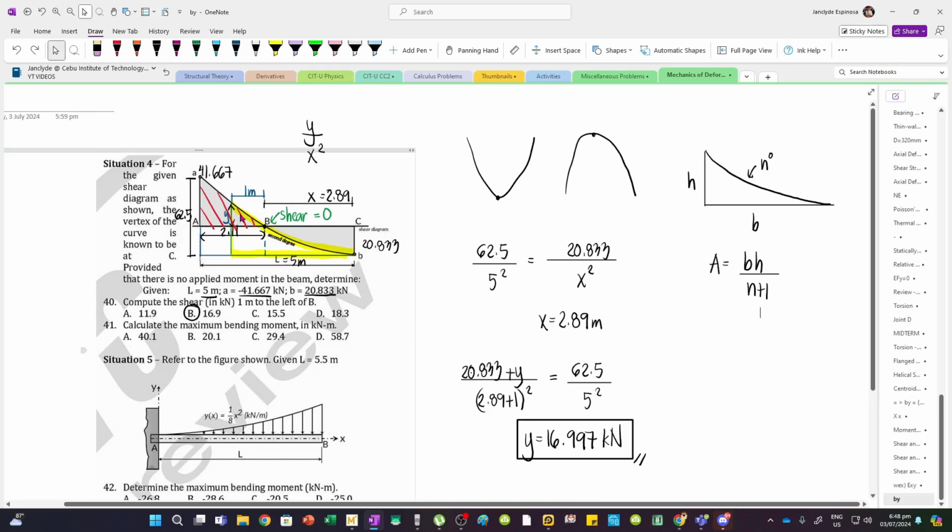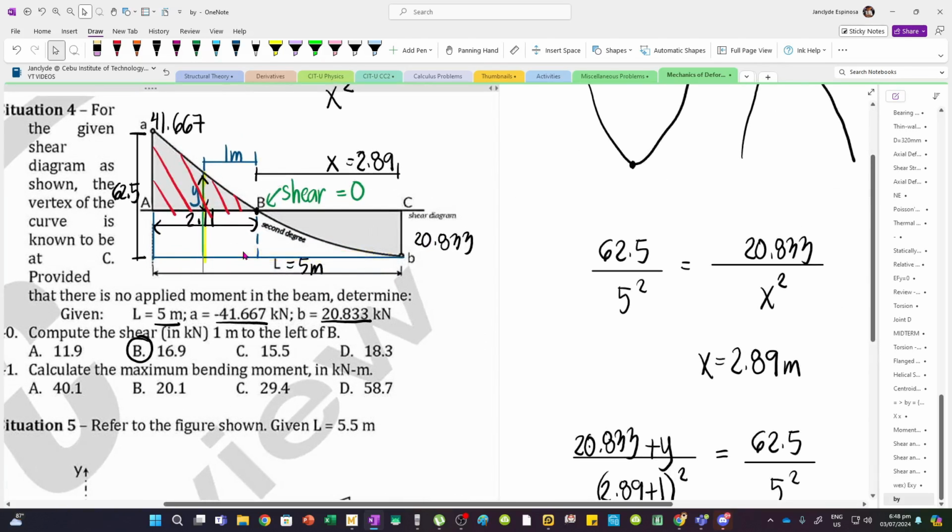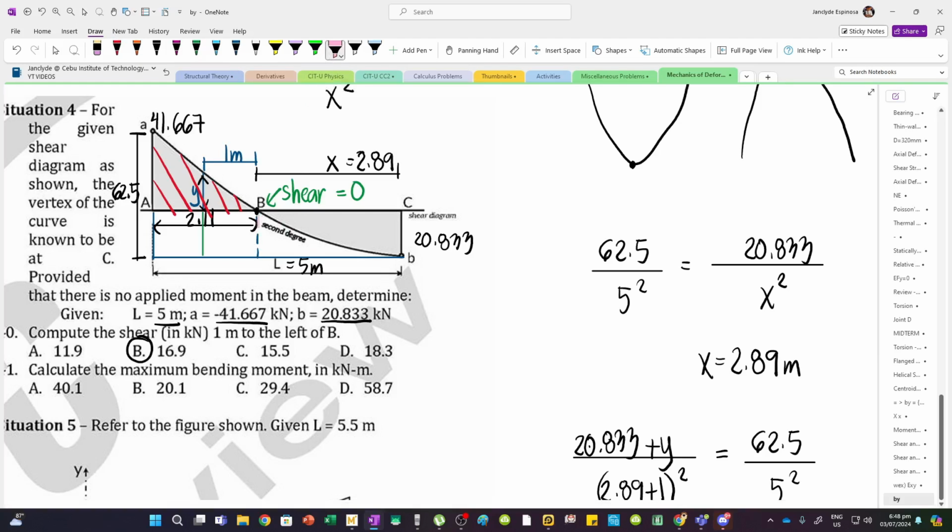To solve this total area, we can use this one. Then we're just going to subtract this rectangular area and this small spandrel. Let me just remove this one. So we're going to subtract this.